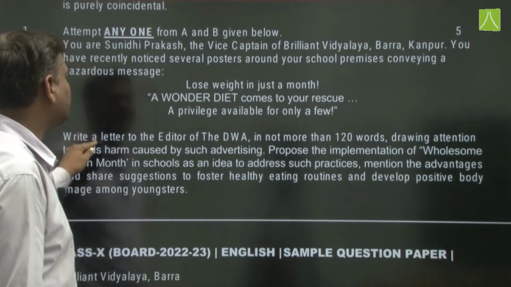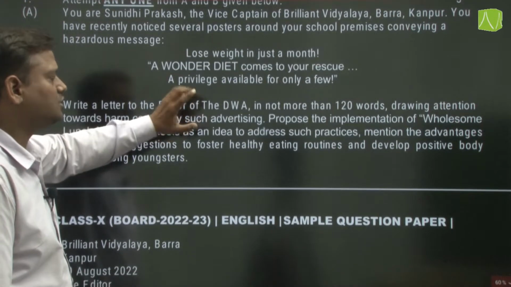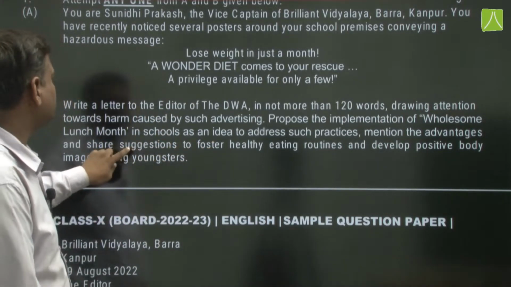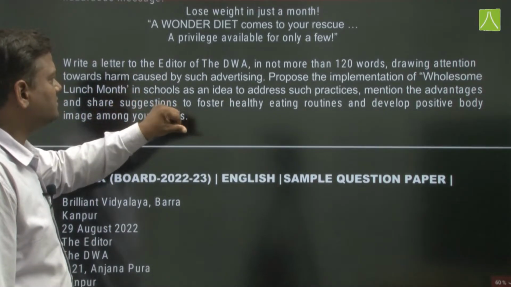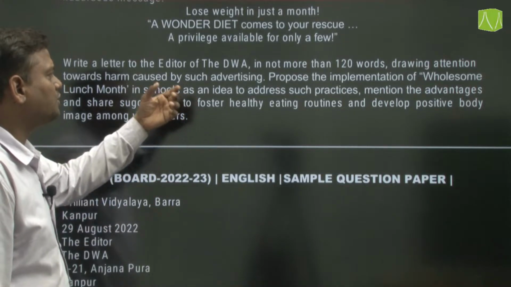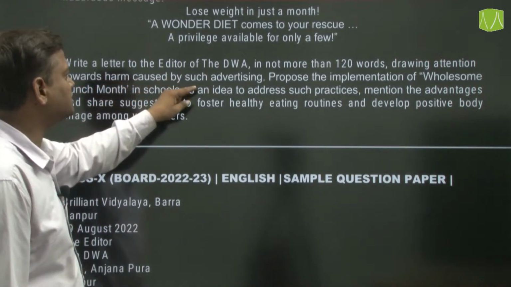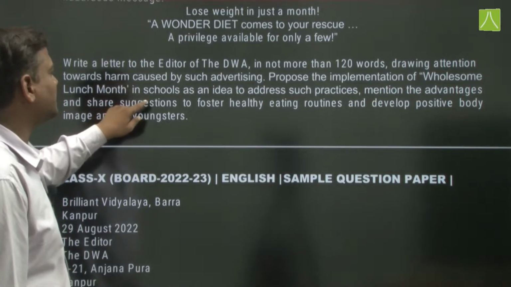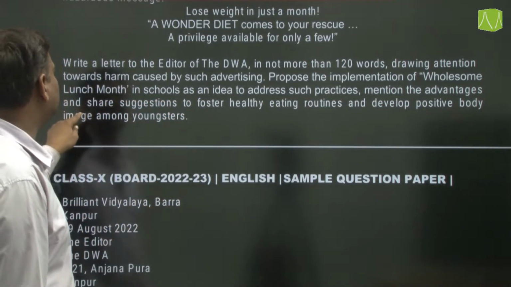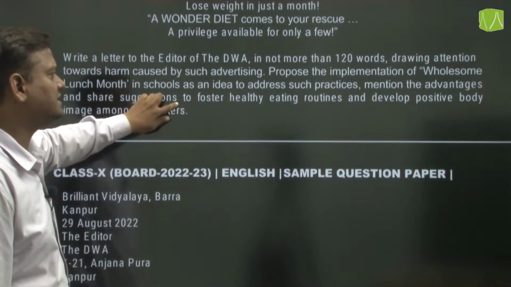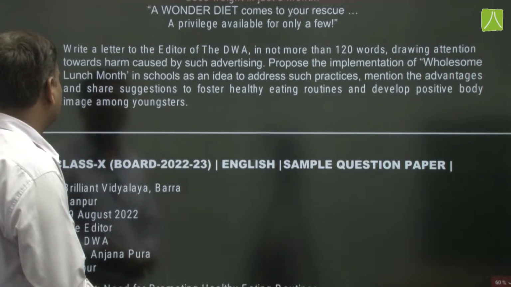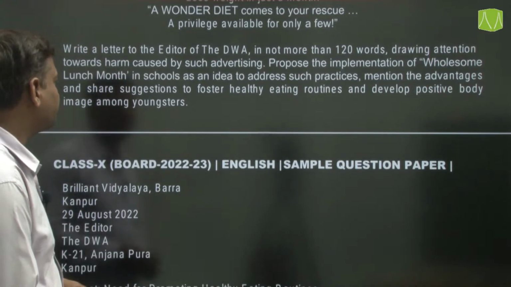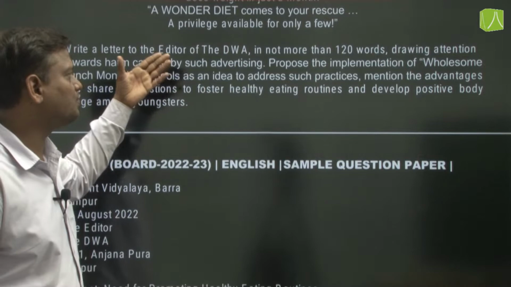Now you are writing the letter to the editor of DWA, and the word limit will be 120 words. You have a complaint, drawing attention towards the harm caused by such advertisements. Propose the implementation of a wholesome lunch month in schools as an idea to address such practices. Mention the advantages and share suggestions to foster healthy eating routines and develop a positive body image among youngsters. So it's a formal letter to be written to the editor, and the topic is given to you on which you are going to write the letter.